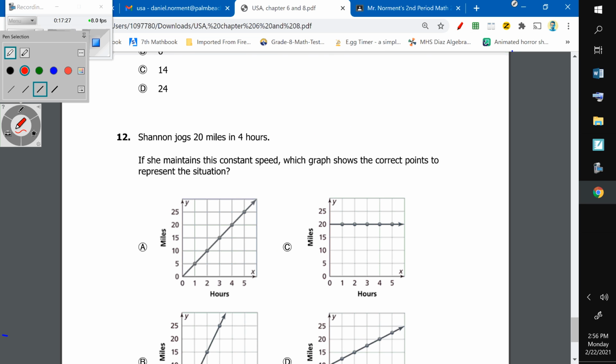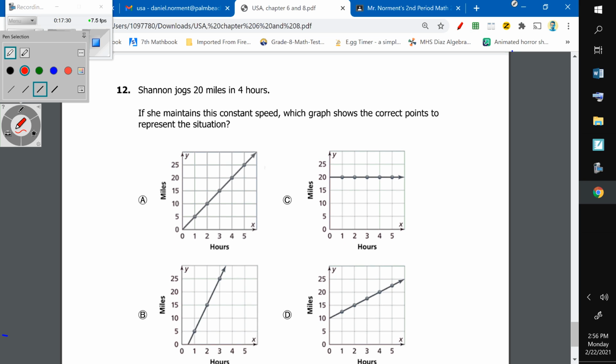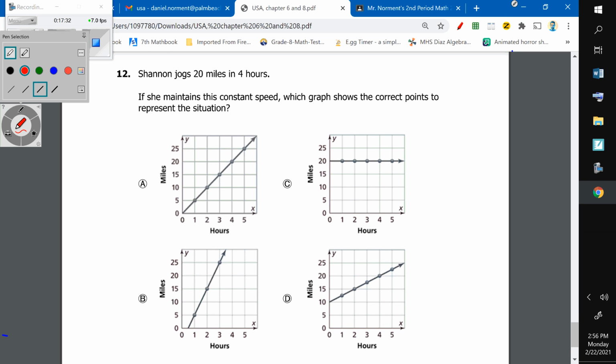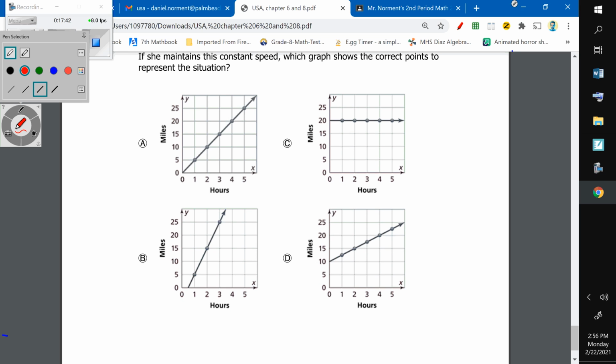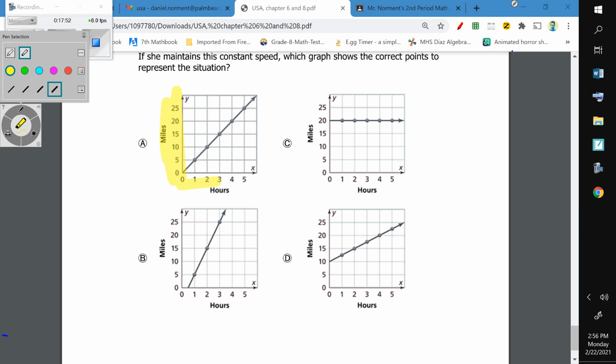Last but not least, number 12. Shannon jogs 20 miles in 4 hours. If she maintains this constant speed, which graph shows the correct points to represent the situation? Is it graph A? Look at the hours. Now, all these graphs, this part and this part, they're all the same.